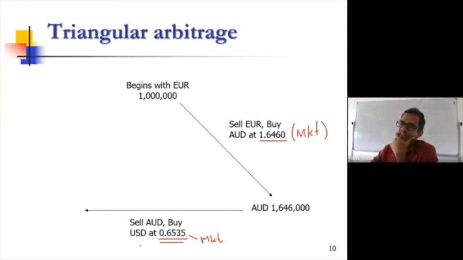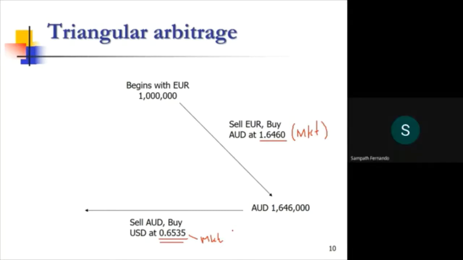The AUD USD rate is 0.6535. You have AUD 1,646,000. What is the amount of dollars you can buy? Multiply 1.646.